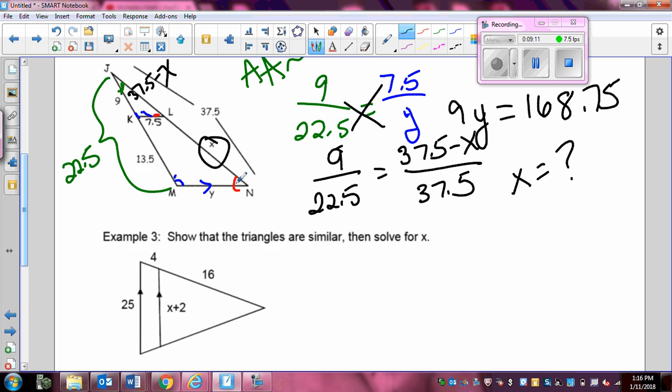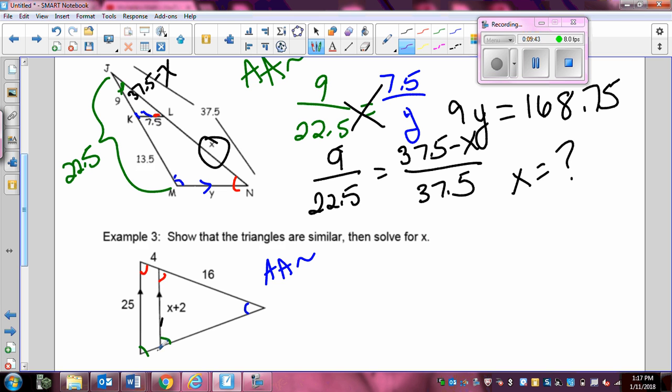Number 3, it says show that the triangles are similar, then solve for x. Since these are parallel, we're going to know that these are overlapping triangles that have parallel lines, and these are going to be congruent. These will be congruent because they are corresponding angles, and then this one, they're overlapping, they're sharing. So this is by angle similarity. You don't have to put it in order because the vertices are not labeled. All right, and it says show the triangles similar, then solve for x.